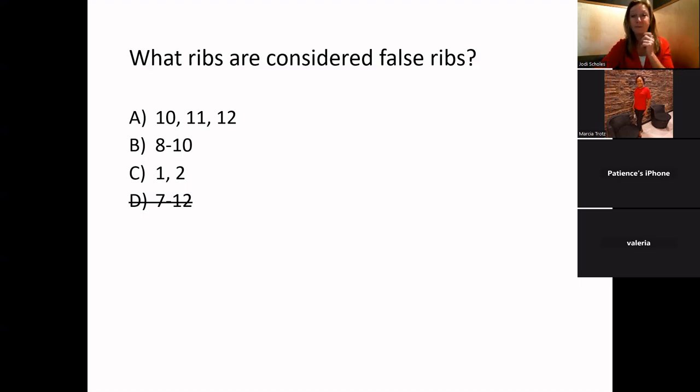False ribs. Gonna give you a little clue. False ribs are not the floaters. False ribs are 8 through 10. 11 and 12, they float. They're not considered false. The false ribs have the costal cartilage. They don't directly attach to the sternum. So 8 through 10. I know, horrible question, right? That's why we go over it.